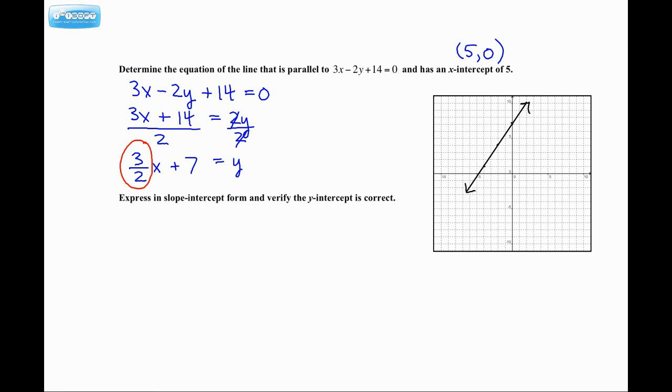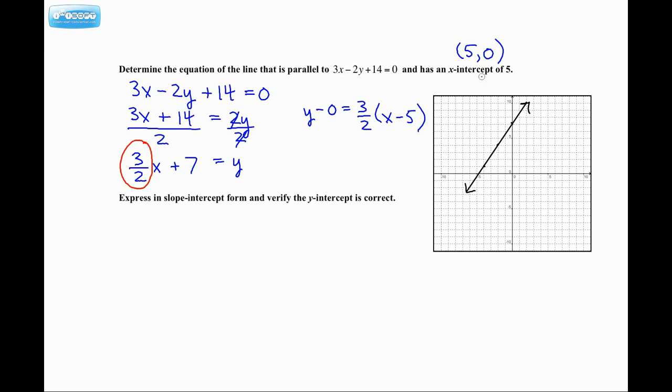Okay, so let's get our line. So, because we have a slope to work with and a coordinate, we can use slope point form. So remember slope point form? You've seen it above. So we have y minus 0 equals, I'm going to use their slope, 3 halves, and this is x minus 5.